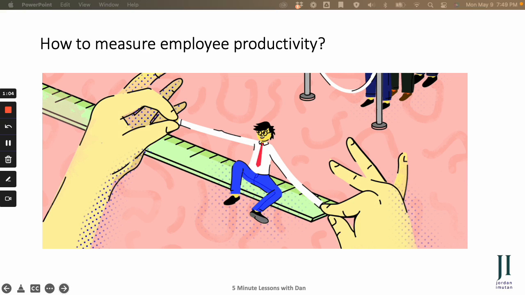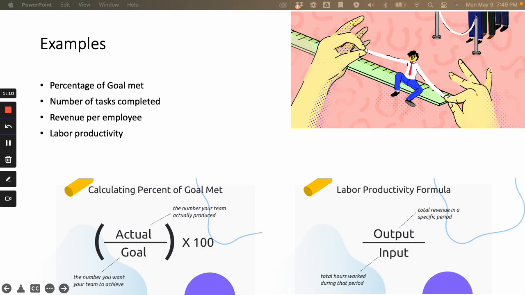How about you? How do you currently measure the productivity of your employees? There are a few ways of crafting your measure. One way is percentage of goals met. One way of determining productivity is to set a goal for each team or department.